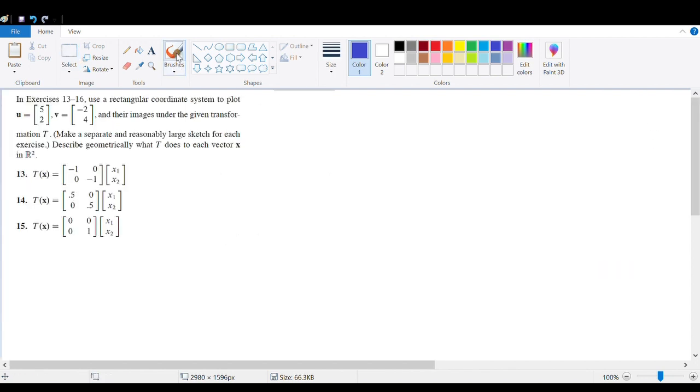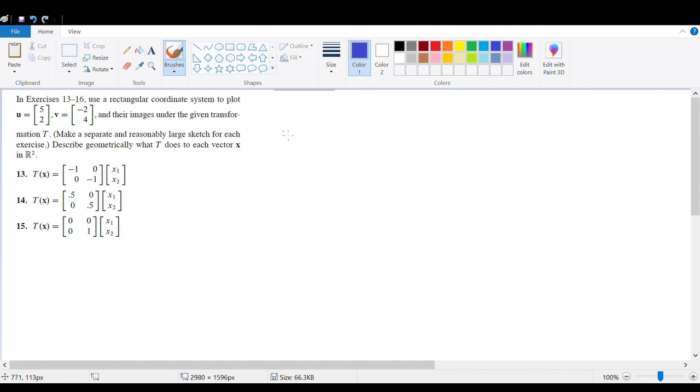In exercises 13 to 16, use a rectangular coordinate system to plot u, which is 5, 2, and v, which is minus 2, 4, and their images under the given transformation T. Make a separate and reasonably large sketch for each exercise. Describe geometrically what T does to each vector x in R2. So here we have the transformation T of x. This is our matrix, and this is the vector x1, x2. We need to know what happens to the vectors u and v when we find T of them. We need to sketch this geometrically.